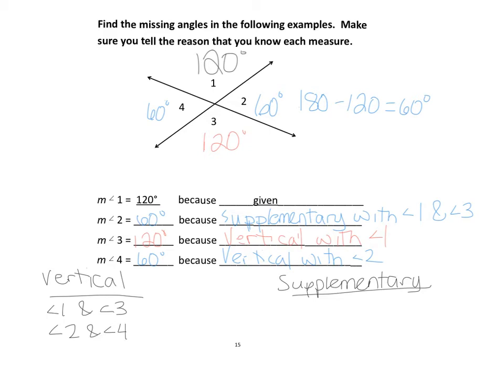For supplementary angles: angle 1 and angle 2, angle 1 and angle 4, angle 3 and angle 2, angle 3 and angle 4. We could also say 2 and 3, but that's already listed, or 2 and 1, already listed it, and 3 and 4, or 3 and 2 are also listed.